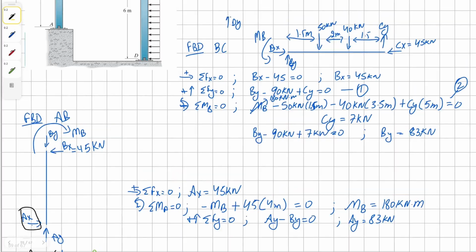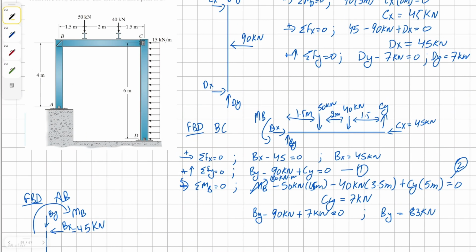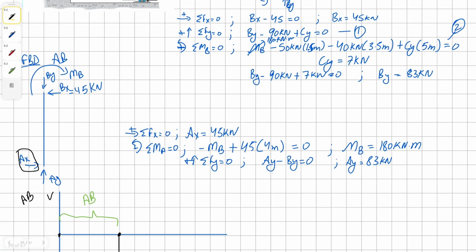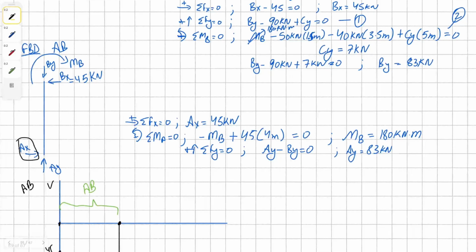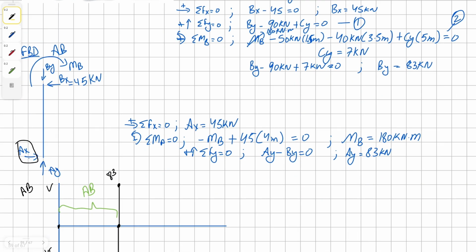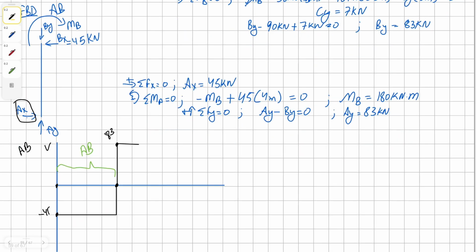Then comes our next section, which is BC. So in BC, our BY is 83 kilonewton, and then from 83, nothing's going to happen for 1.5 meters. So I'm going to assume this is 1.5 meters. 33. So let's say 33 is around here. It's not to scale. I can write it down here just so that nobody confuses.